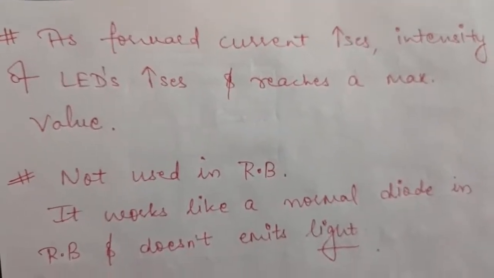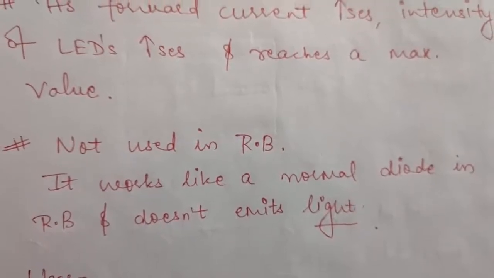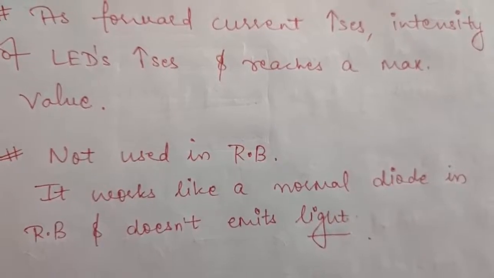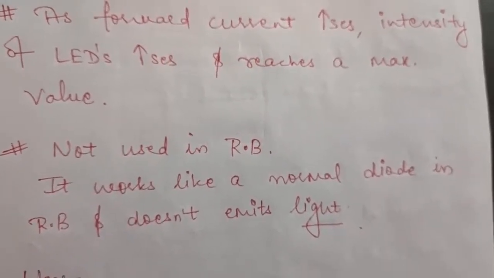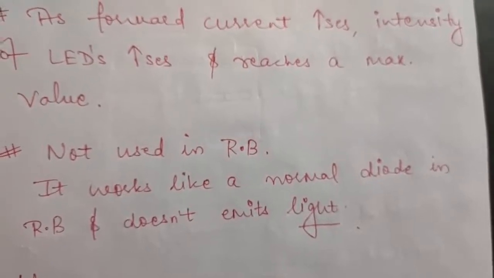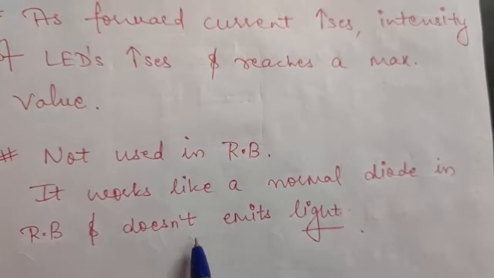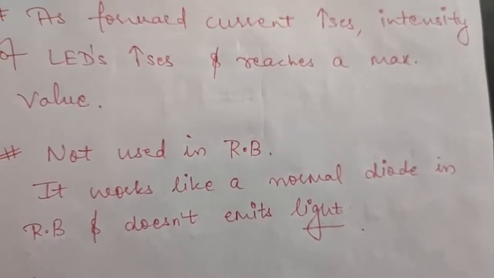Okay. Now these LEDs are never used in reverse biasing, because when you connect this LED in reverse biasing, what will happen? It will work as a normal diode and does not emit light. But we want light emitting diodes, so obviously we use them in forward biasing, so that due to forward current they can emit light.